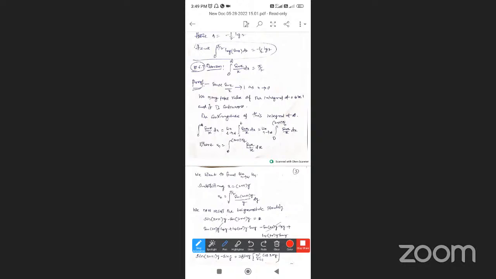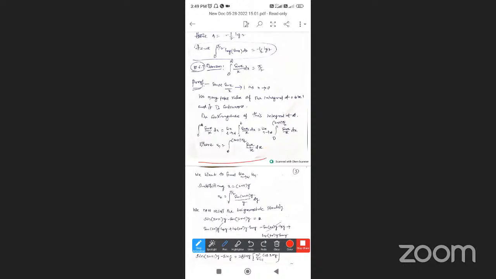Now the convergence of the integral at infinity. So the integral from 0 to infinity of sin x by x dx is equal to the limit as t tends to infinity of the integral from 0 to t of sin x by x dx, which is equal to the limit as n tends to infinity of the integral from 0 to (2n plus 1) pi by 2 of sin x by x dx.